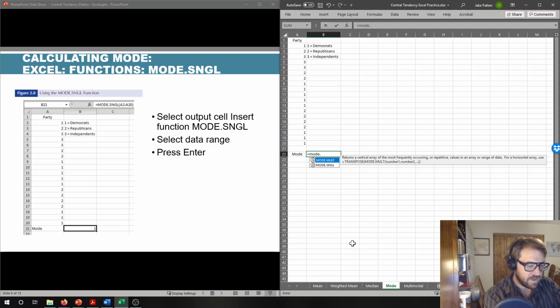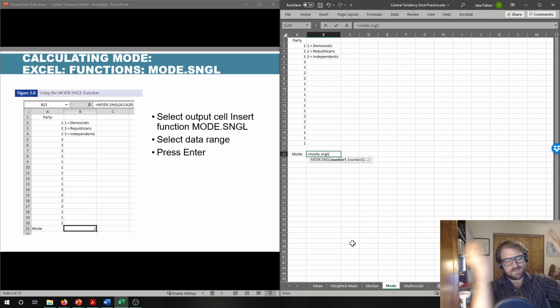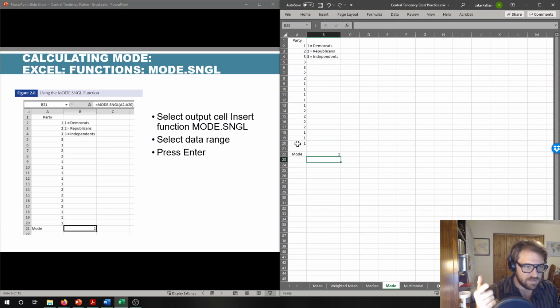So mode.sngl, and then open parenthesis, because, same old thing. We're telling it what to take the mode of. And then grab everything from A2 down to A20 and hit that enter button. The mode is 1. So what's most likely here? There's more Democrats at this town hall meeting than anything else. Okay, that's the mode.